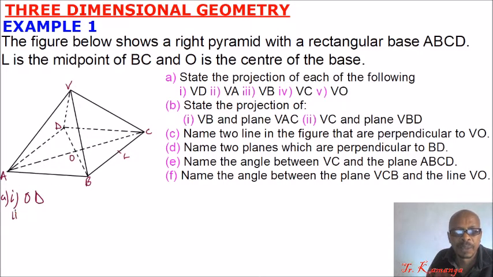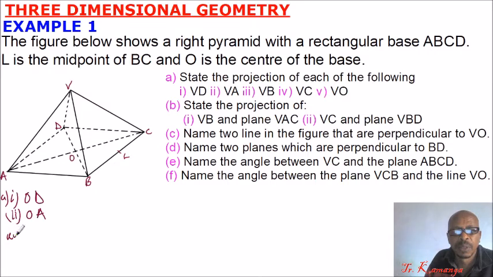Roman number 2, we are supposed to get the projection of VA. Where is our VA? This is our VA. The projection of VA is AO. We have said the projection is actually the shadow. So if you drop it, the line VA should fall on its shadow, which we are referring to as a projection. So we say the projection of VA is AO or OA.